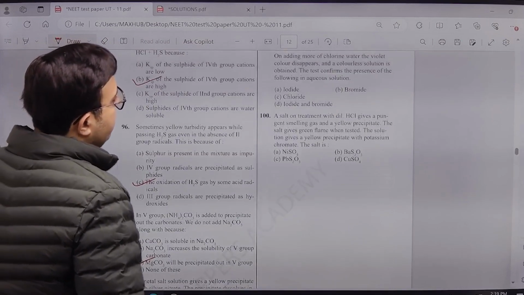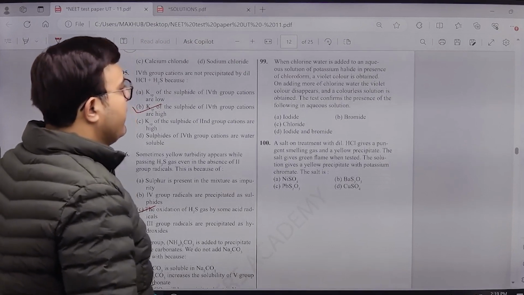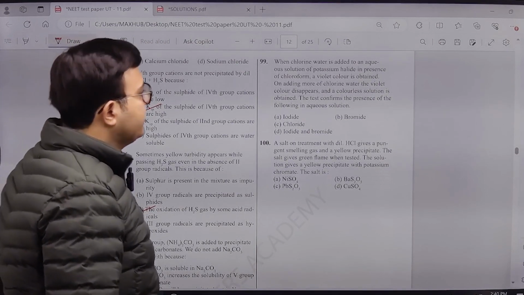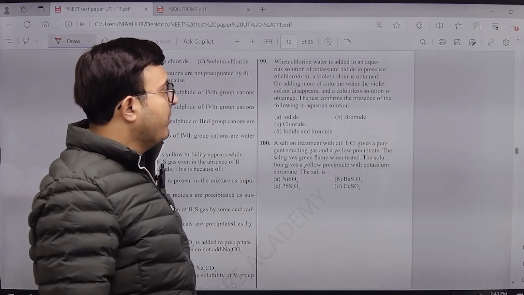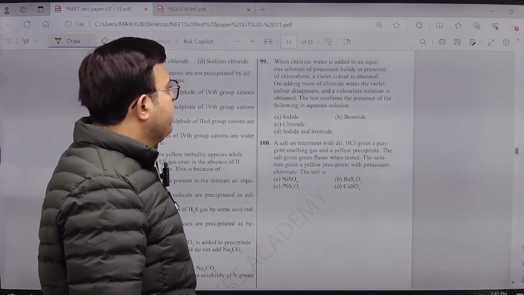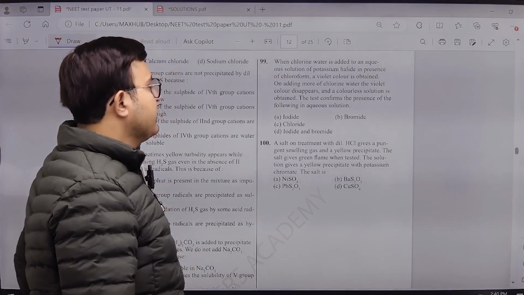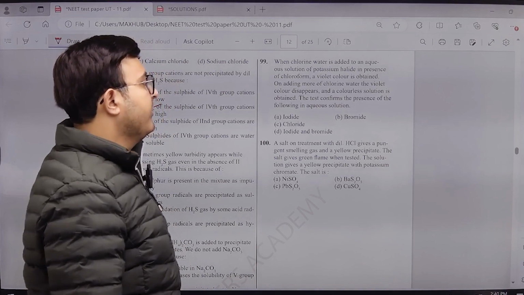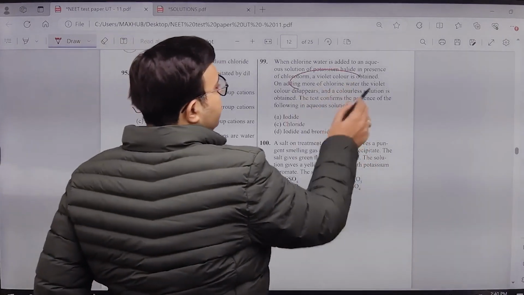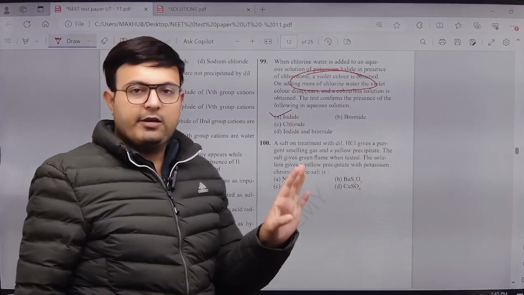Going to question 99. What is question 99? When chlorine water is added to aqueous solution of potassium halide in presence of chloroform, a violet vapor is obtained. On adding more chlorine water, the violet color disappears and a colorless solution is obtained. The test confirms the presence of which aqueous solution? So now see, violet color, directly just go for iodine.